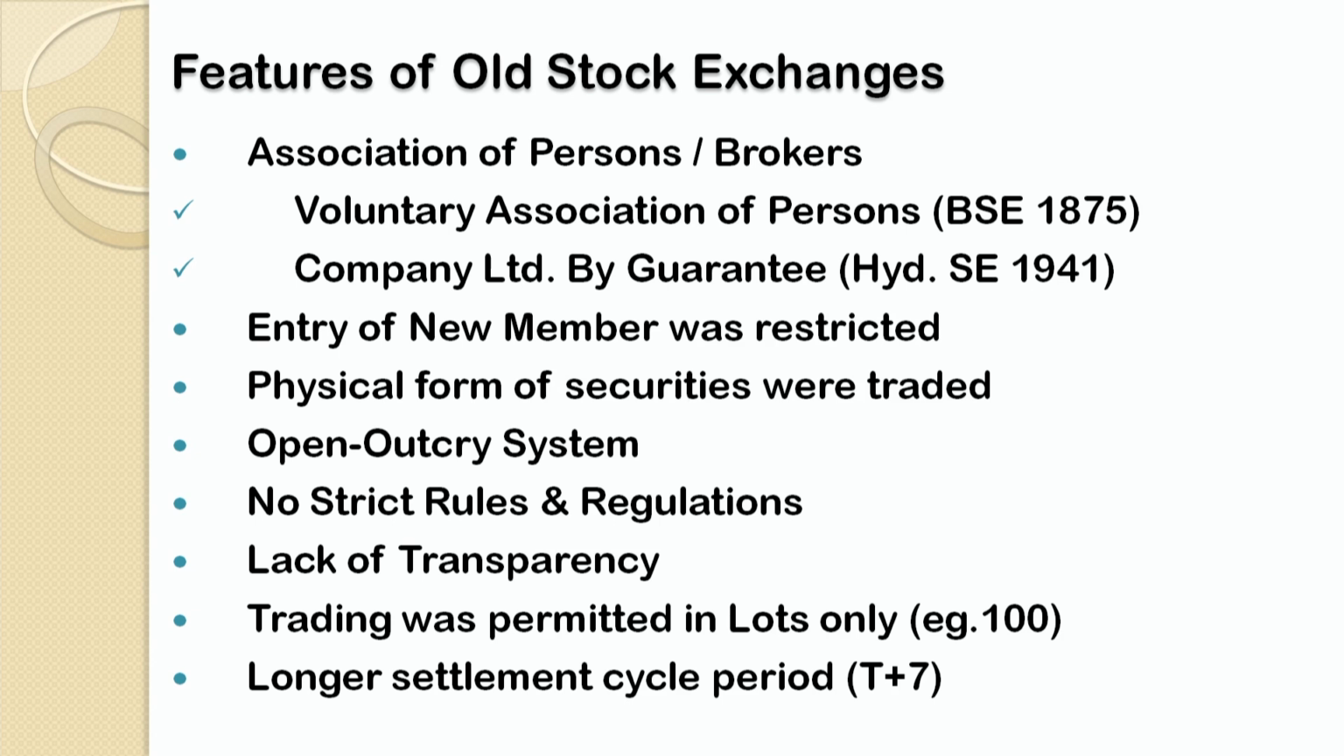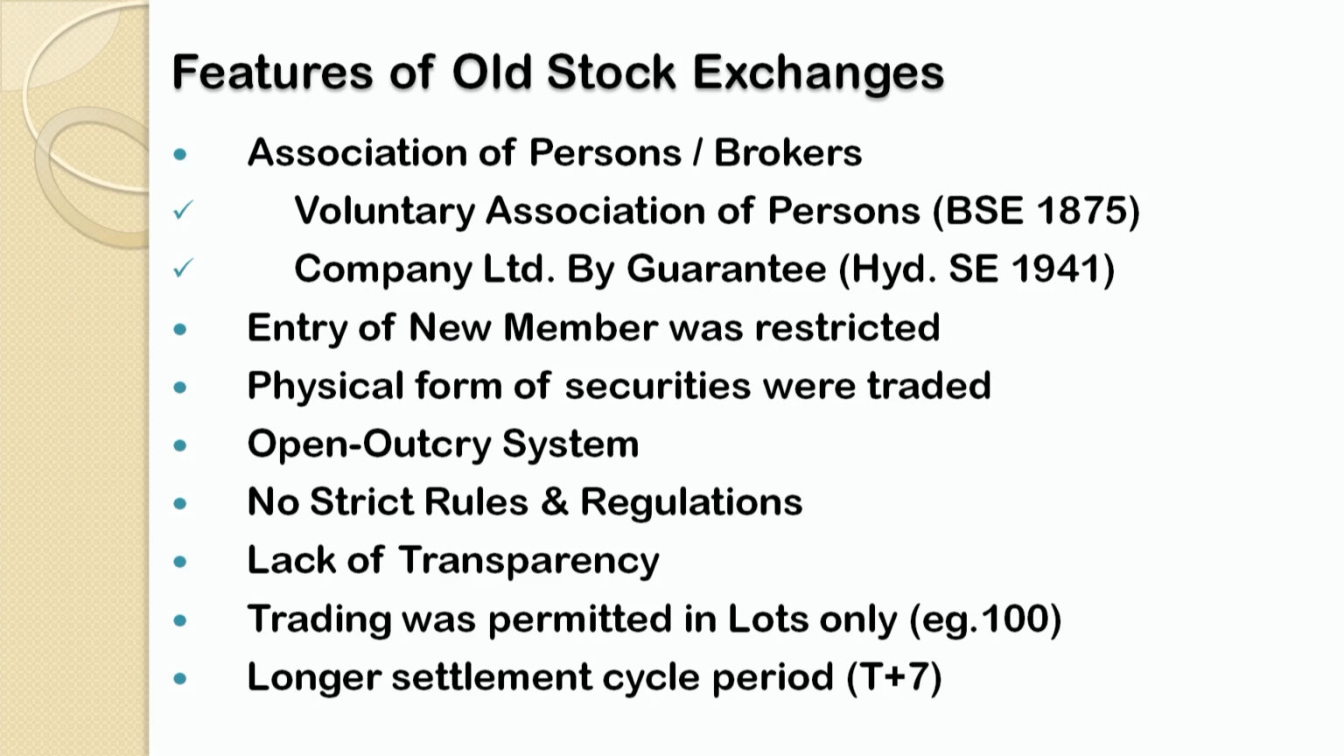The next important feature is no strict rules and regulations. Prior to 1947, there was no regulatory body. All the stock markets were governed by the brokers themselves, so there were no strict rules and regulations. Even after the establishment of the CCI office in 1947, there were still no strict rules and regulations. More or less, the regulations were opaque in nature. They were not transparent, which is our next feature: lack of transparency. The rules and regulations were not transparent, and often the brokers used to manipulate them as per their likings or suitability.